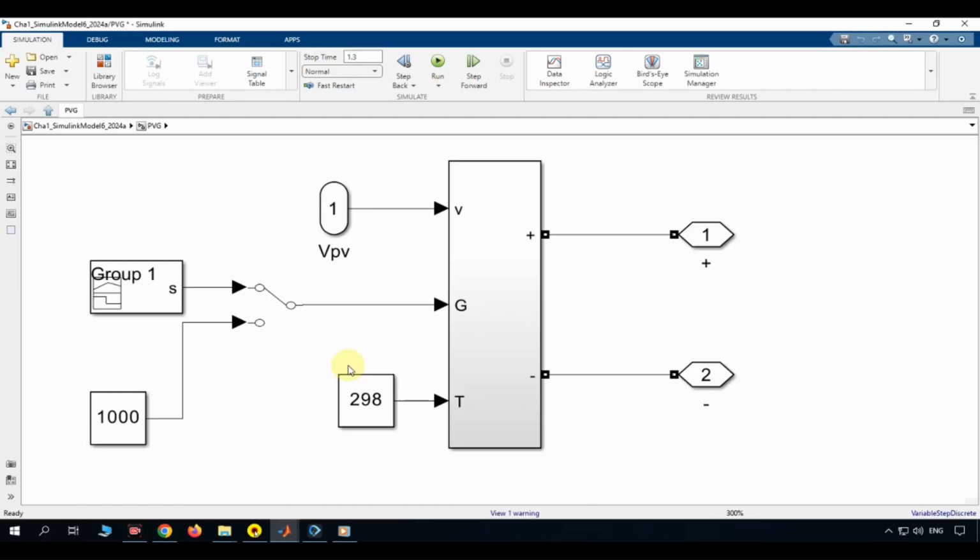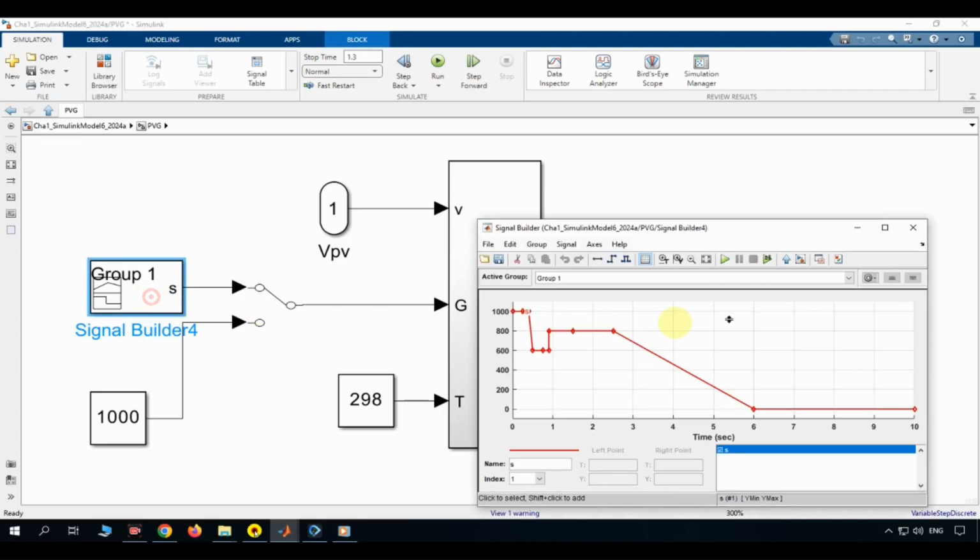Now, let's look at the simulation results under variable irradiance conditions. Unlike the previous test at standard test conditions, the irradiance here is no longer constant. Instead, it is defined using the signal builder block, shown in the bottom right corner of the model. This block generates a stepped irradiance profile over time.